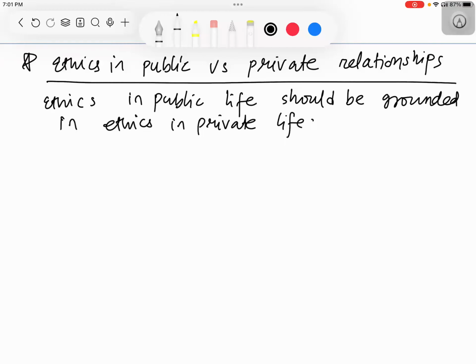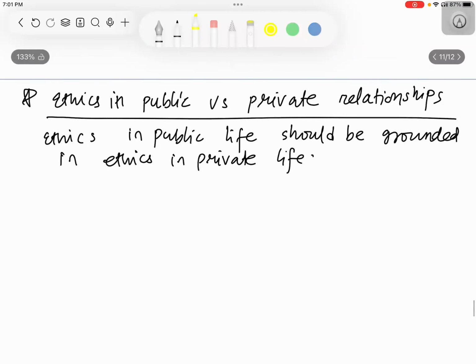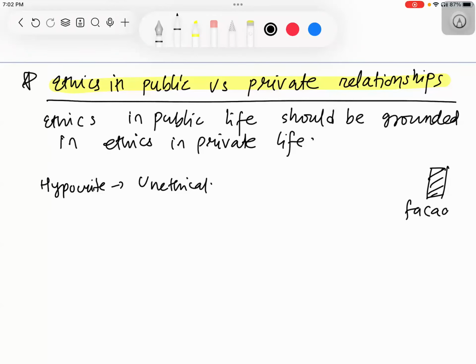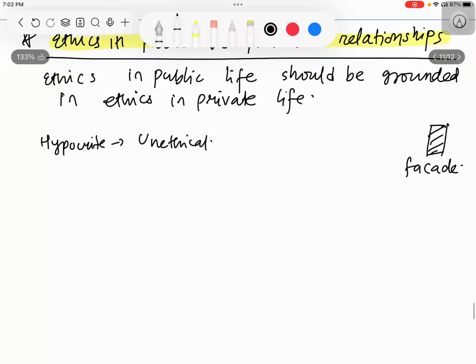That means we should be ethical both in the public as well as the private sphere. But if someone is only ethical in public and is not ethical in private, what should we call that kind of person? That kind of person will be called a hypocrite, or actually unethical. Right? So if in the public sphere you keep a good face, this is only a facade. This is only surface level; actually you are not a good person.